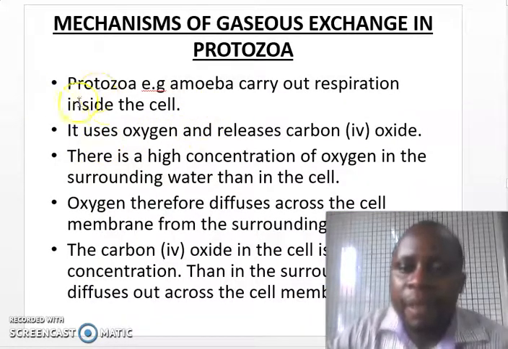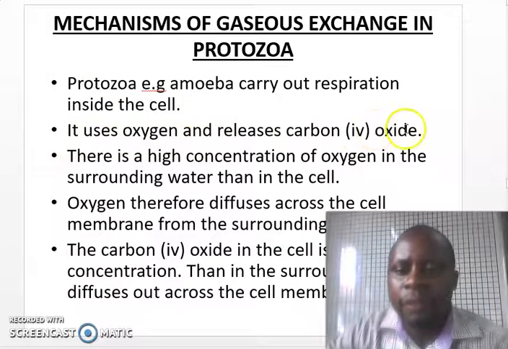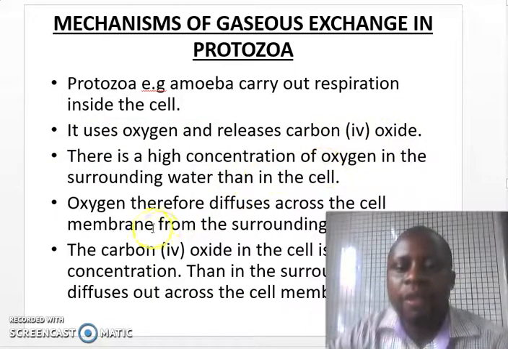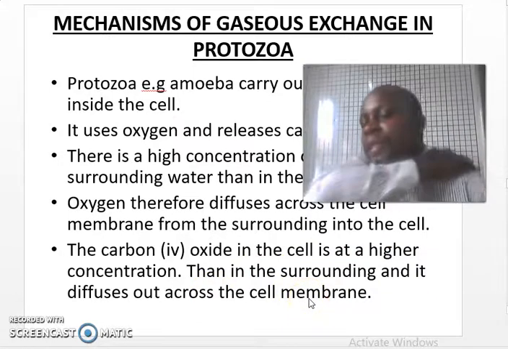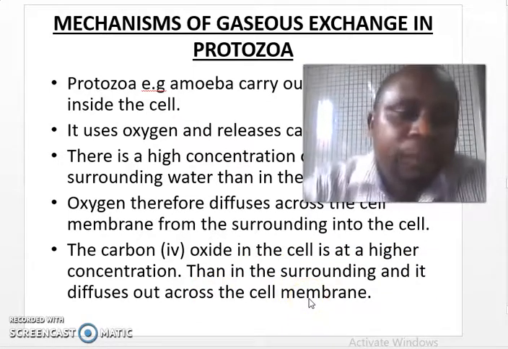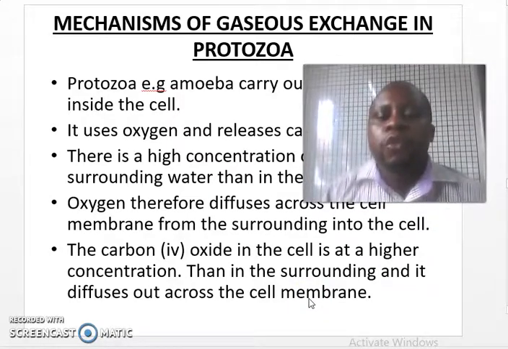So we are saying here that protozoa such as amoeba carry out respiration inside the cell. It uses oxygen and releases carbon dioxide. There is a higher concentration of oxygen in the surrounding water than in the cell. Oxygen therefore diffuses across the cell membrane from the surrounding into the cell. On the other hand, carbon dioxide in the cell is at a higher concentration than in the surrounding, and it diffuses out across the cell membrane. So this is the mechanism of gaseous exchange in protozoa.